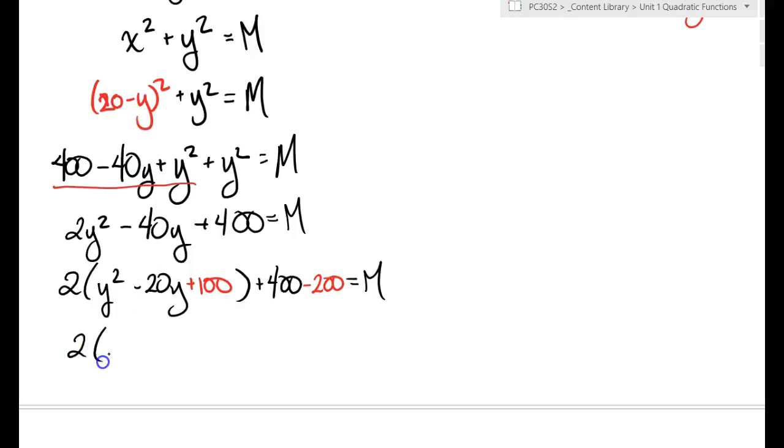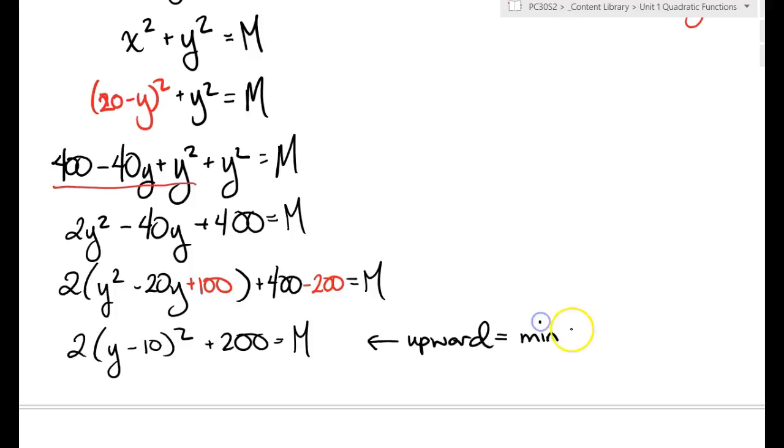So that was me with 2 times (y minus 10) squared plus 200 gives me my value. So if we look at this scenario, well, now I'm seeing that it's opening upward, so I'm going to have a minimum. And my minimum value is going to be at my vertex, which is at 10 and 200.